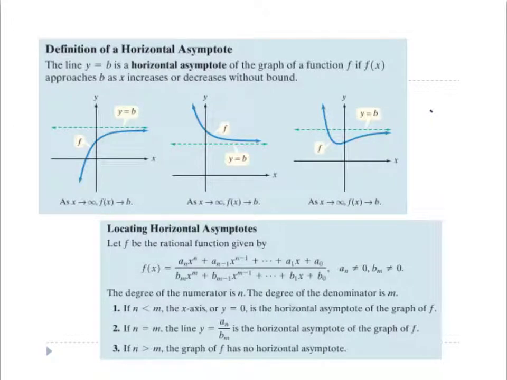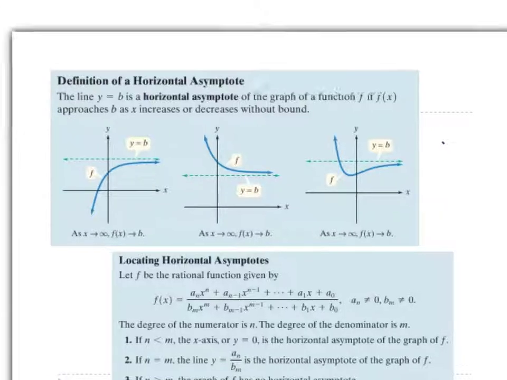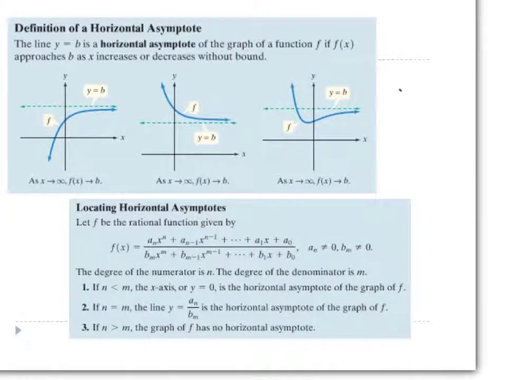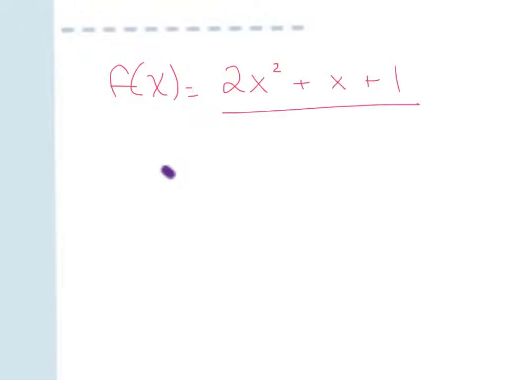Let's take a look at our definition for a horizontal asymptote. Before I start talking about this, I actually want to show you over here what I mean. Let me zoom in. Alright, so for horizontal asymptotes, let's say I have f of x equals 2x squared plus x plus 1 over 3x to the fourth plus x cubed plus 2. I just made that up.